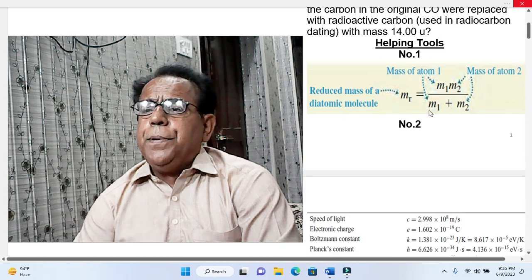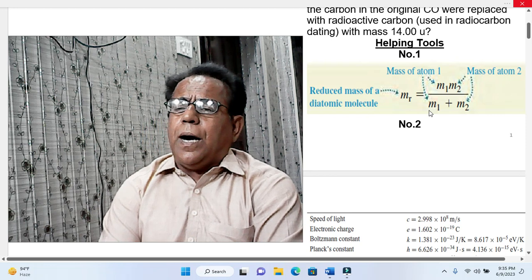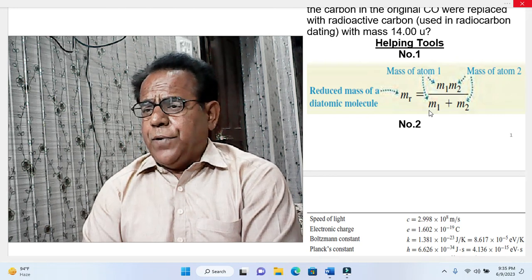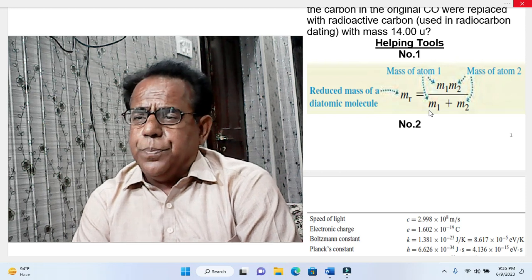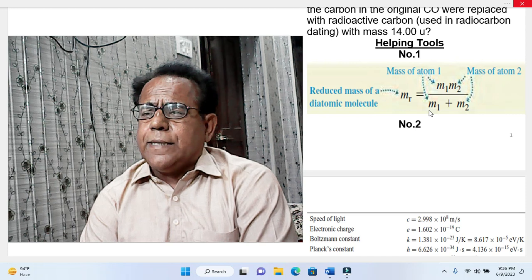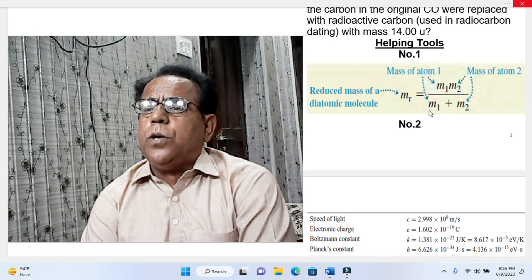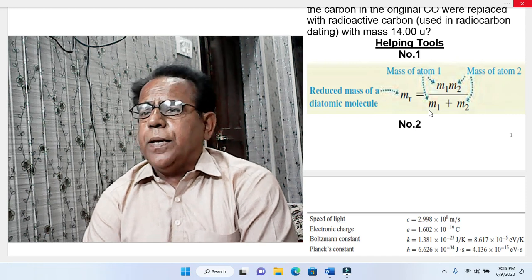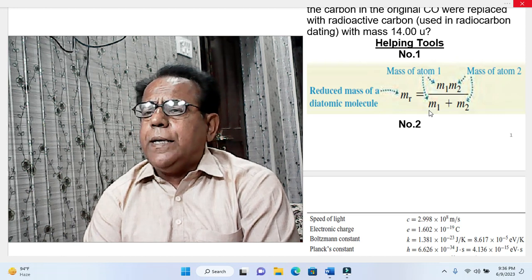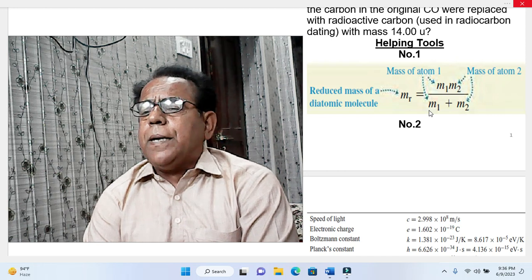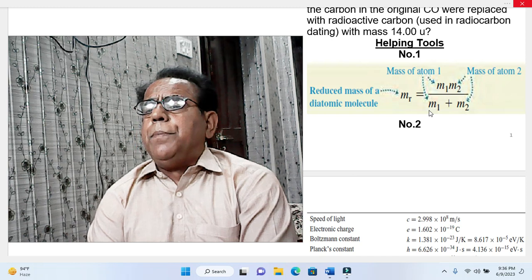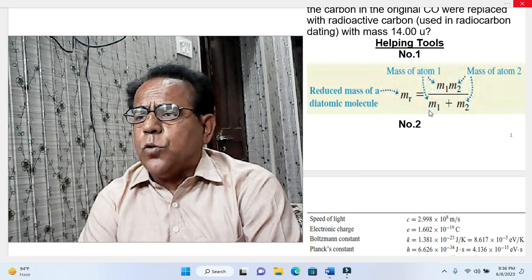Okay, helping tool number 1, reduced mass of a diatomic molecule, M_R, where R is written as a subscript of M. M_R stands for reduced mass. Reduced mass of a diatomic molecule is equal to M1 into M2 divided by M1 plus M2, where M1 is the mass of atom number 1 and M2 is the mass of atom number 2.